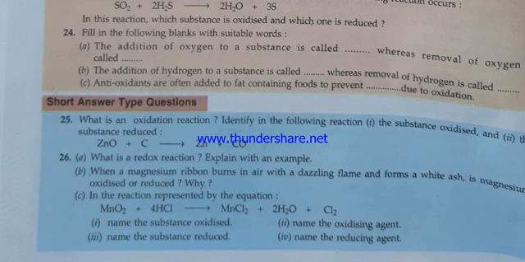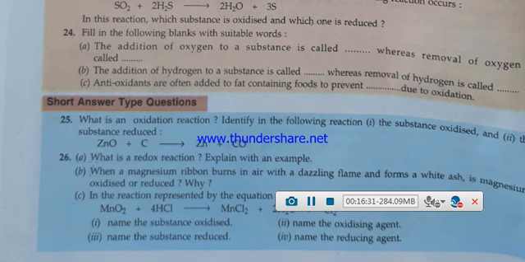What is oxidation reaction? Oxidation is the addition of oxygen or removal of hydrogen. Here zinc is getting reduced, reduction is there. What is a redox reaction? In which reduction and oxidation both will occur.